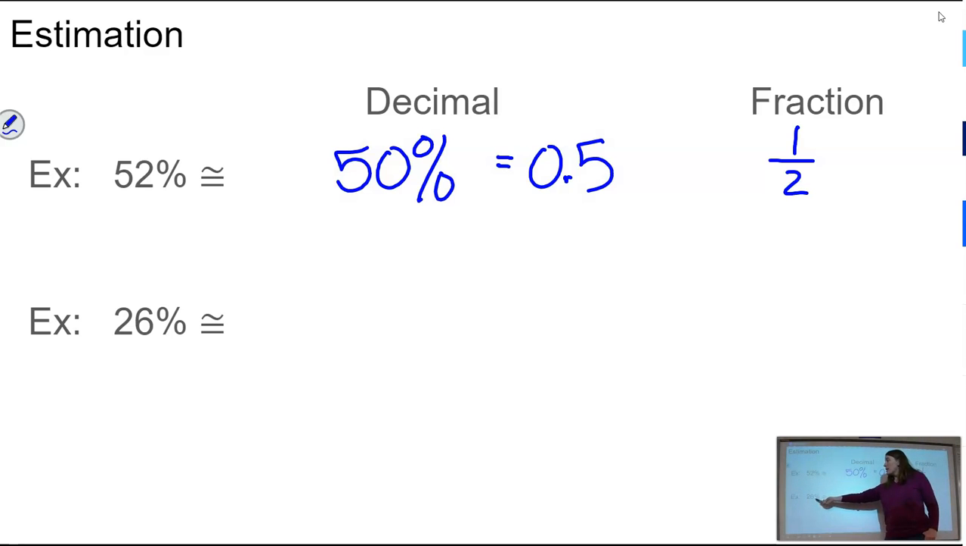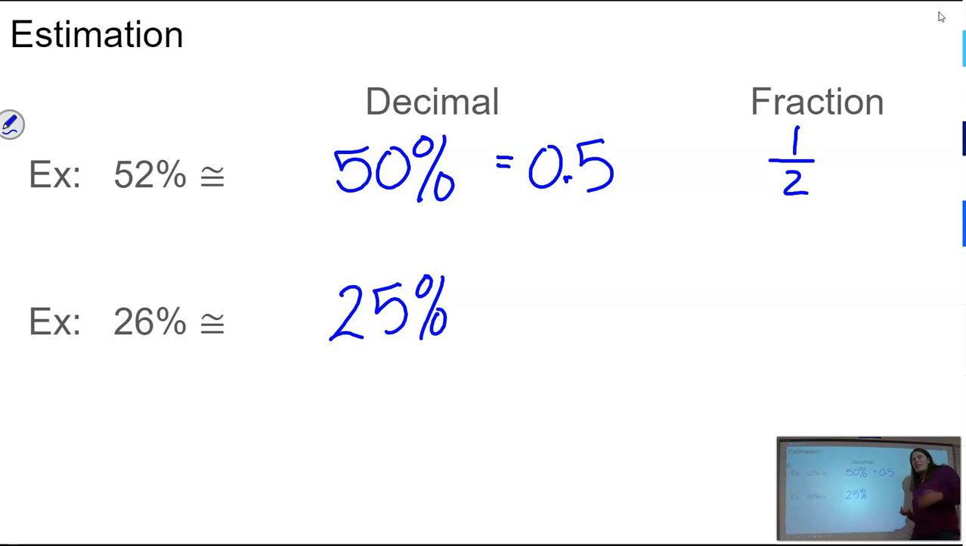So 26%, we're going to estimate that. And the closest one, the good number to estimate that to, would be 25%. So go to the nearest 5 or 10, depending on what you're estimating. And then this equals 0.25 as your decimal. And 0.25 is just 1/4, so it's 1/4.